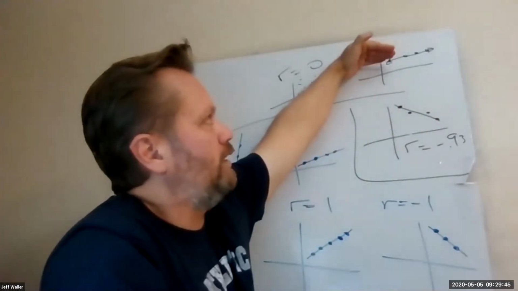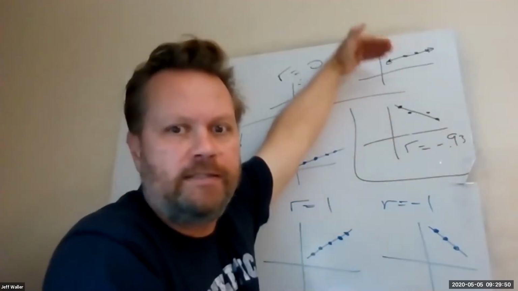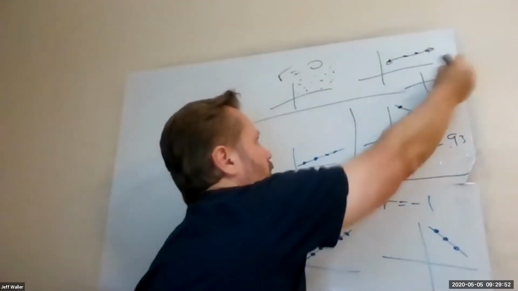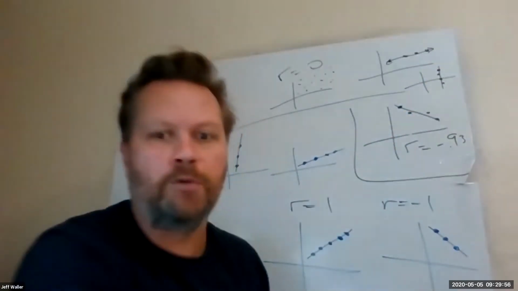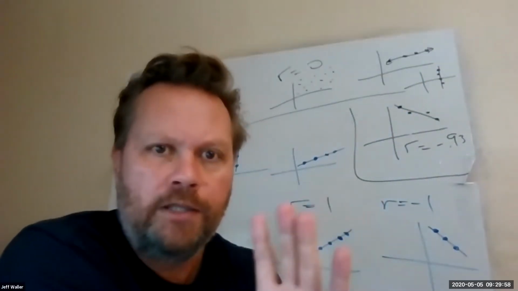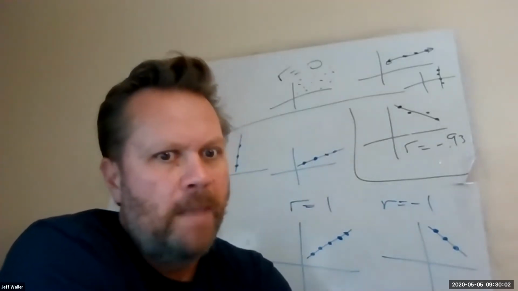So it's got to be some change between X and Y. It can't be a 0 slope and it can't be an infinite slope, because then one variable changes and the other one doesn't. So they don't care about each other. Okay, maybe.